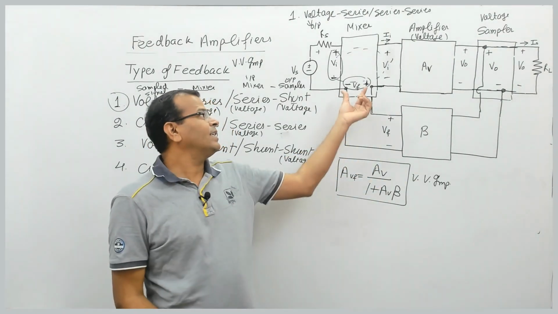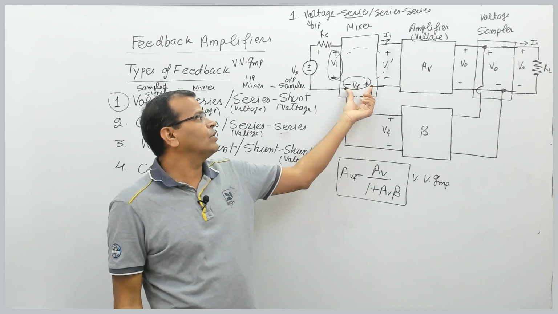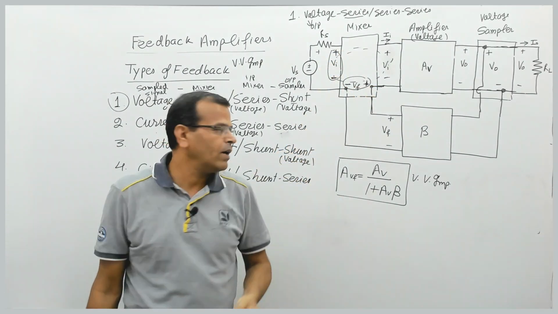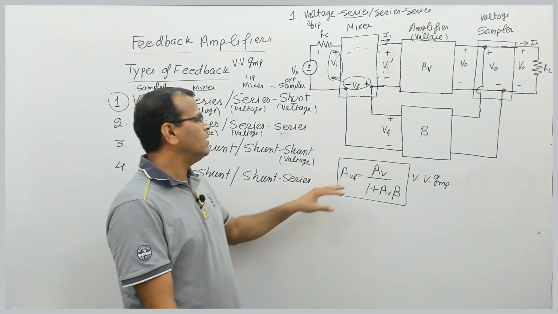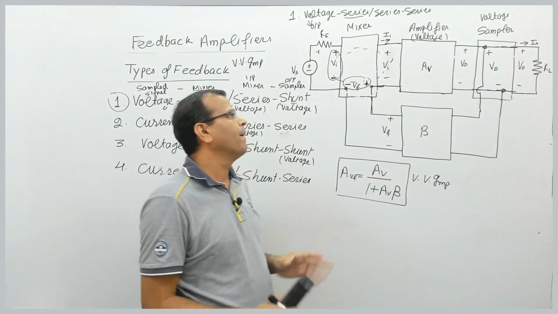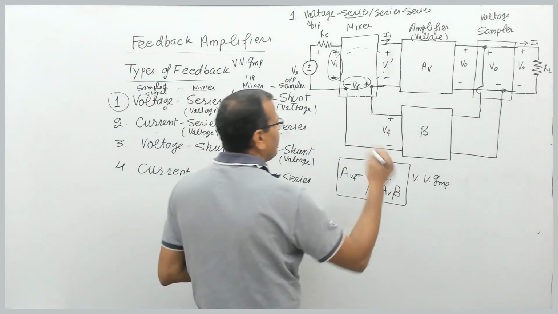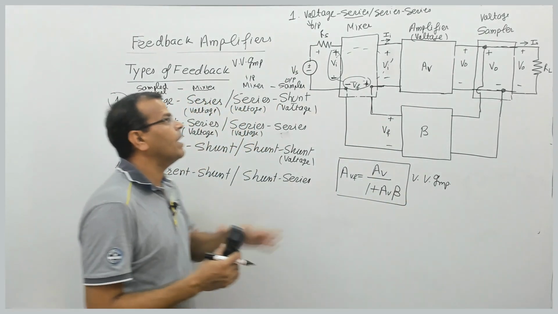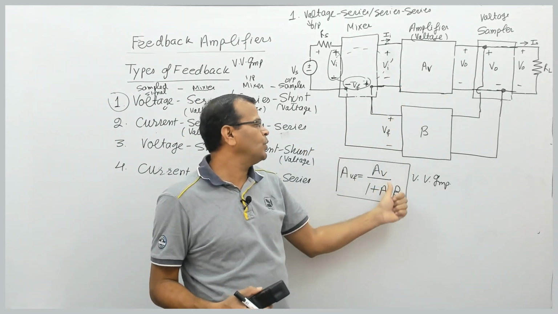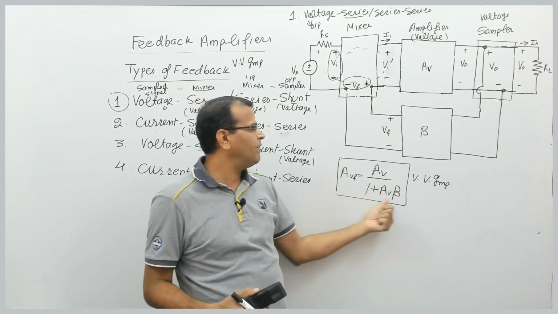And when there is a series combination with the input supply, that is series feedback or voltage feedback. This is the gain of that amplifier. I hope the concept is clear. Fine. So this is a very important expression. So the gain of the amplifier, which was AV earlier, has reduced by this factor.